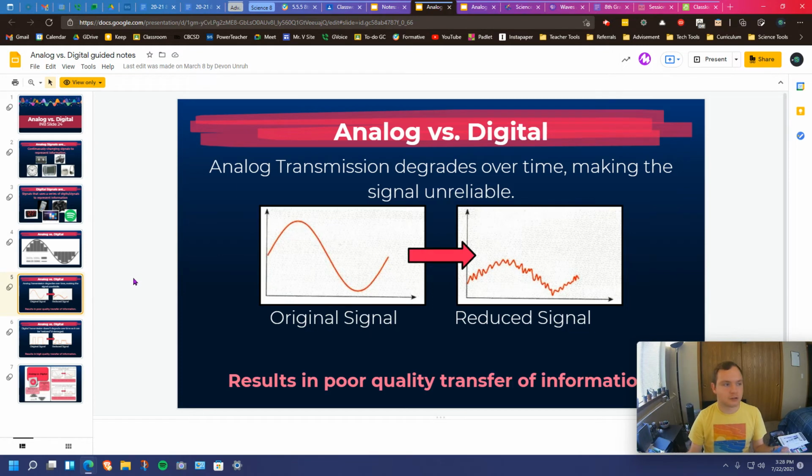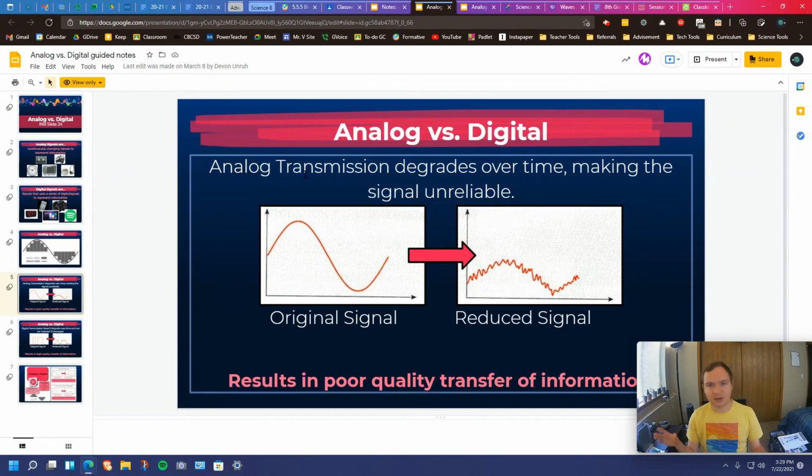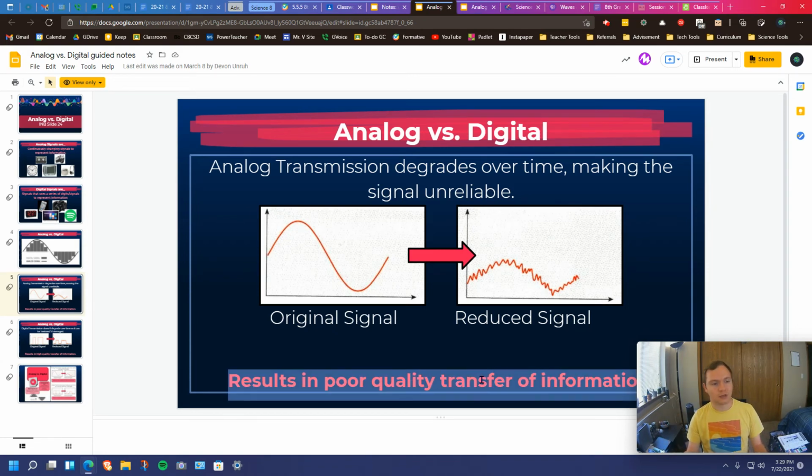When we compare the two, analog transmission, so trying to listen to things from analog, the bad thing about it is that it gets worse. It breaks down over time, making it not as reliable. If this were my original analog signal, maybe a song being transmitted, over time it's going to get reduced. It's going to break down. For example, if I had a record, sometimes records can get scratched. Sometimes they just wear down or break over time because they're not made to last that way. So it can result in poor quality transfer of the information it's trying to store.